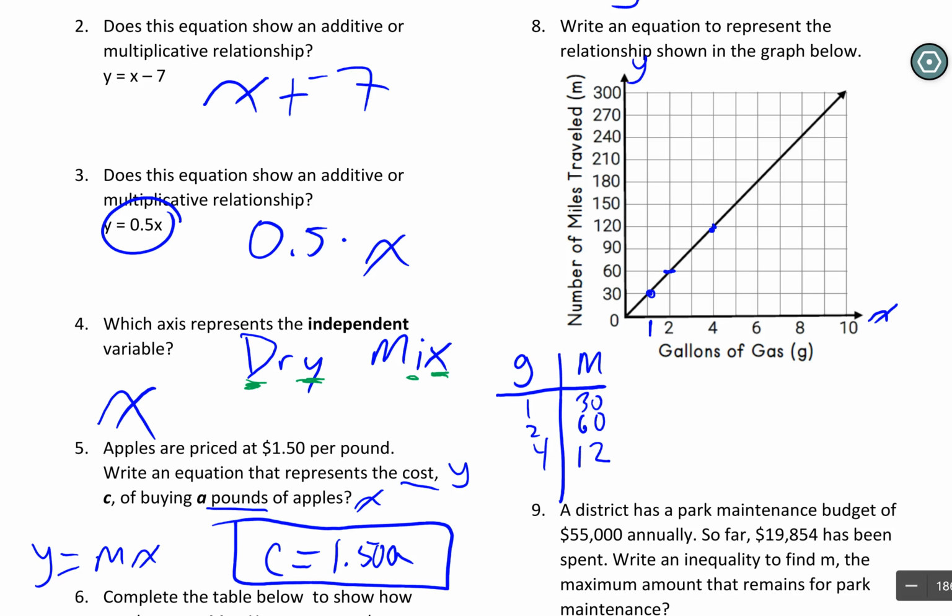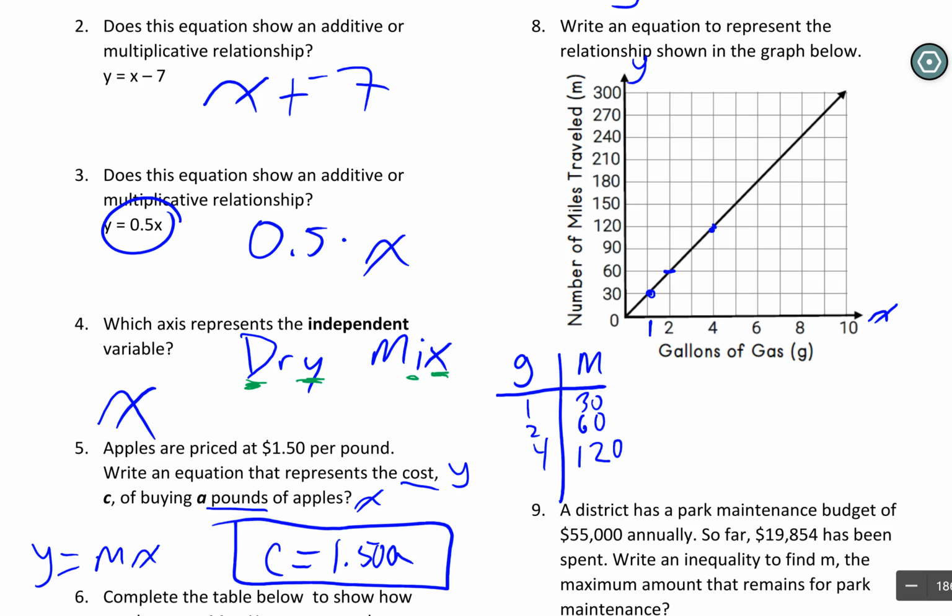And so once we've done that, how do I get from 1 to 30? Well, I can add 29 or multiply by 30. How do I get from 2 to 60? I can add 58 or multiply by 30. How do I get from 4 to 120? Well, I could either add or multiply by, so yeah, same thing, multiply by 30. And so there we go.